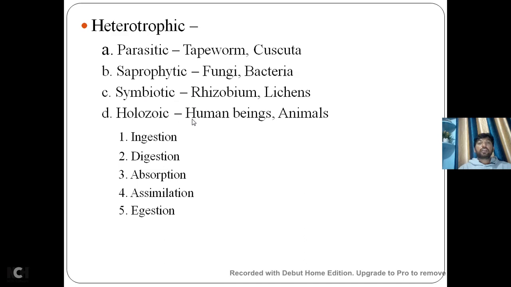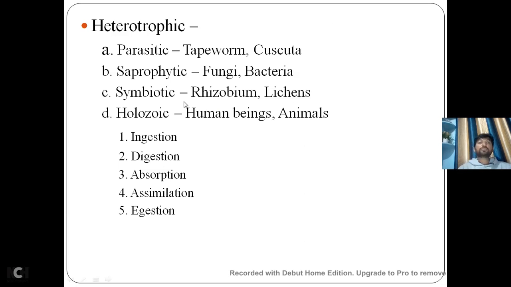Here the example is Rhizobium bacteria. You may know that Rhizobium bacteria are specialized in trapping the nitrogen present in the atmosphere, right? The Rhizobium bacteria are present in the root nodules of leguminous plants. They trap the nitrogen from the atmosphere and give it to the leguminous plants, right? When the leguminous plants take the nitrogen from the Rhizobium, they give food to the Rhizobium bacteria. This is called the symbiotic type of heterotrophic nutrition.